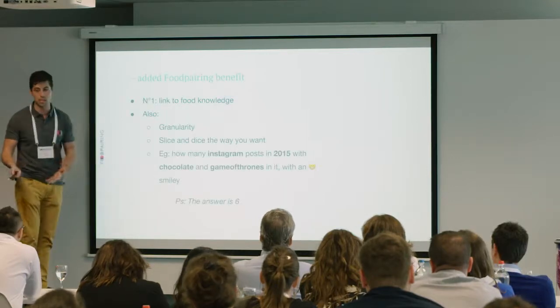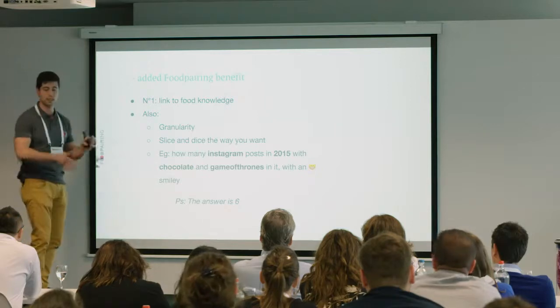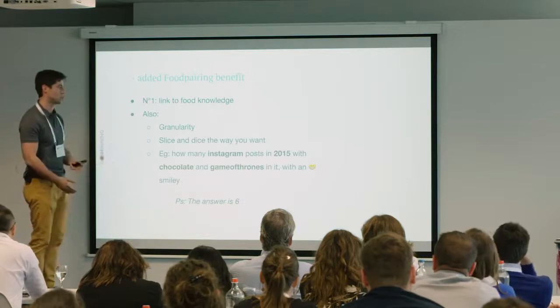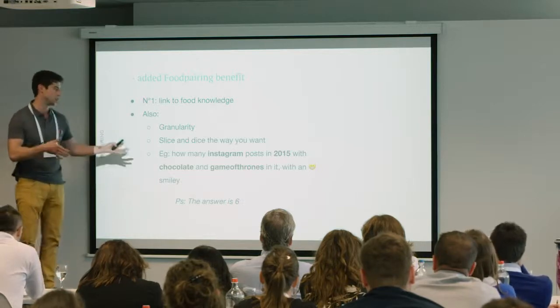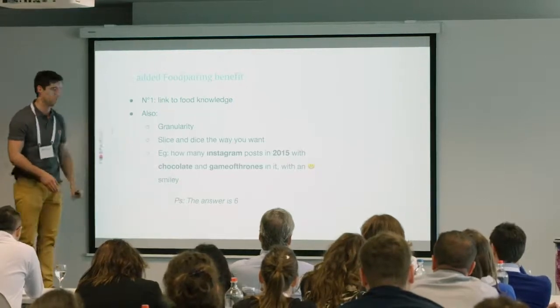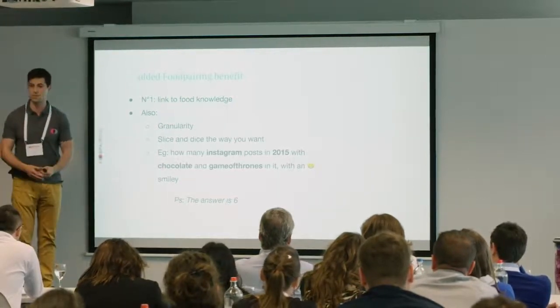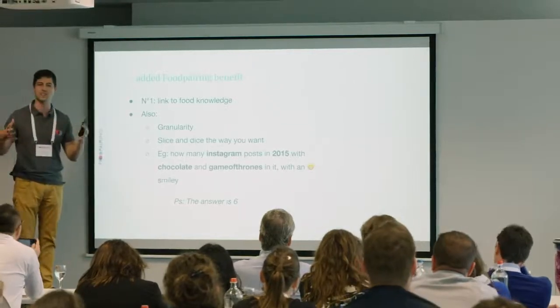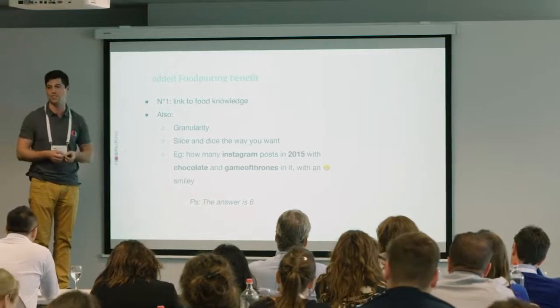Just as an example, the cool thing is granularity as well, so we can slice and dice any way we want. So I, for example, checked how many Instagram posts there were in 2015 with a chocolate and a Game of Thrones reference in it, and one of those smileys, and apparently the answer is 6. So if you're really at the heart of that data, you can slice and dice it any way you want and then obtain the actual insights that you need.